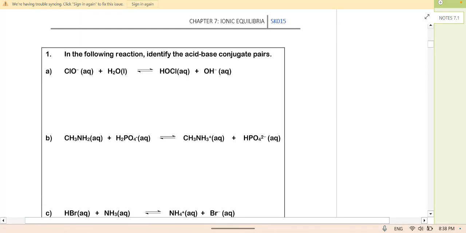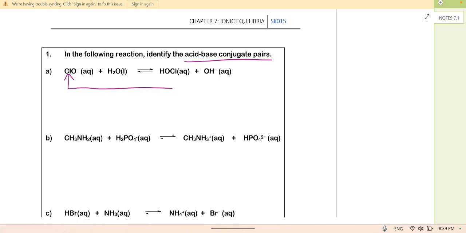In the following reaction, identify acid-base conjugate pairs. When we talk about acid-base conjugate pairs, we need to remember the definition of acid and base from Bronsted-Lowry. Bronsted-Lowry is the one that introduced these theories of pairing acid and conjugate base. Right here we have ClO-, the end product. We can clearly see that ClO- accepts H+, so this one is a base, and this one is the conjugate acid.